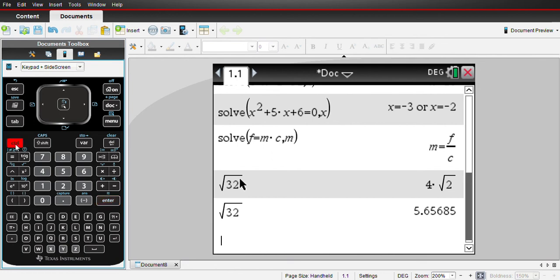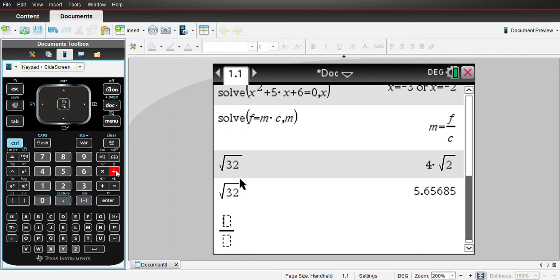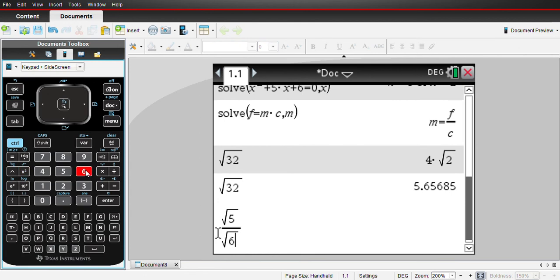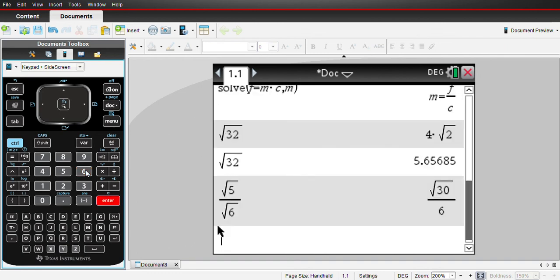You can also rationalize the denominator. So if I make a fraction, so if I press Control Divide and I write something like this, root 5 over root 6, then I want to rationalize the denominator, so I don't want a surd in the denominator. If I press enter, it will do that for me as well. So again, some absolutely amazing facilities of the Ti-nspire.